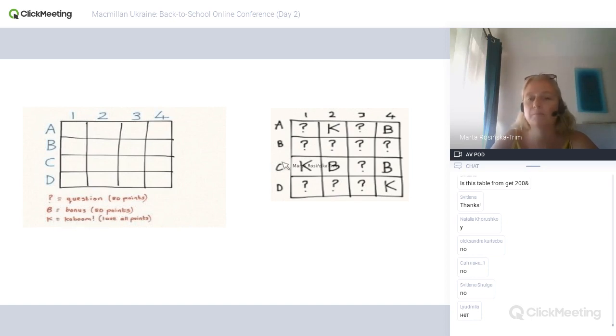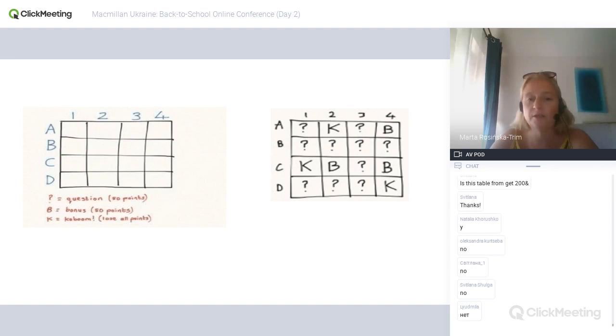B says bonus, so simply if you choose B, you get 50 points for nothing, because you were lucky enough. It's luck, like in cards. And K for kaboom is you lose all of your points.